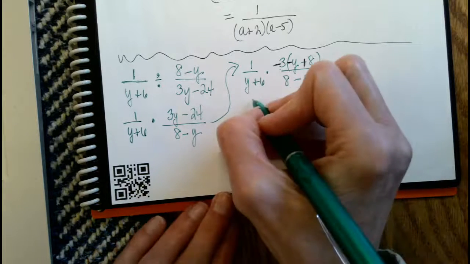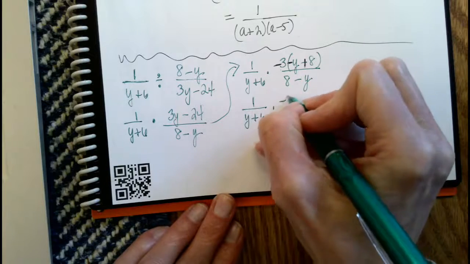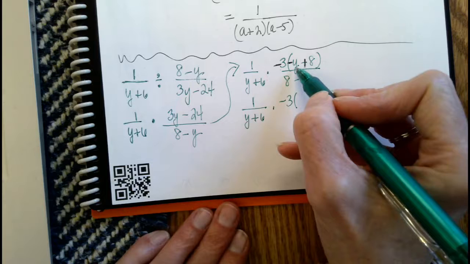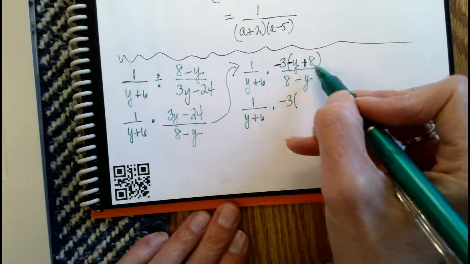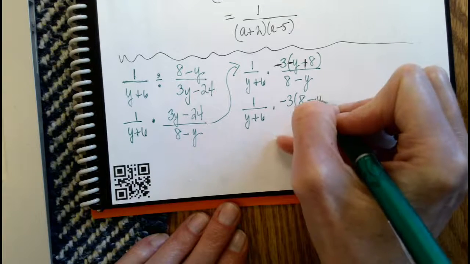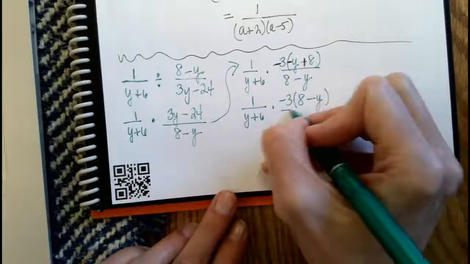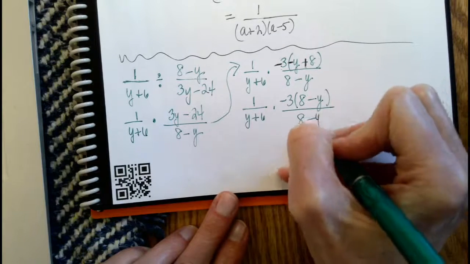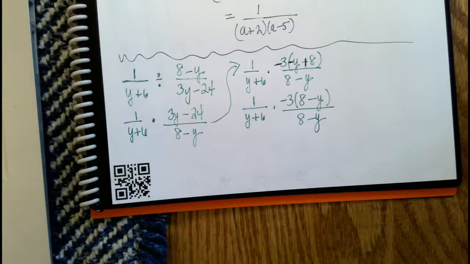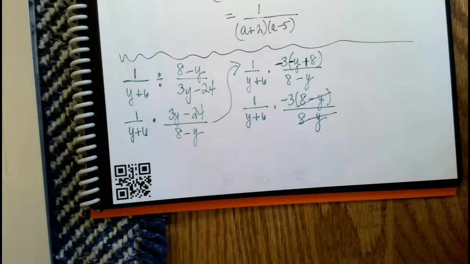But what happens is now we have 1 over y plus 6 times negative 3. And then this says negative y plus 8, which we could rewrite as 8 minus y. Here's the 8. There's the minus y. And then here's the 8 minus y. And then we can be very close here. Do we have anything exactly the same on the top and on the bottom? Well, we have 8 minus y, 8 minus y.